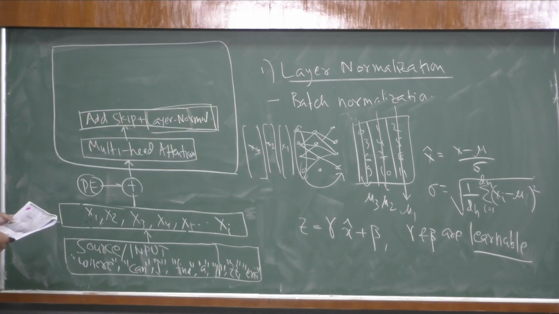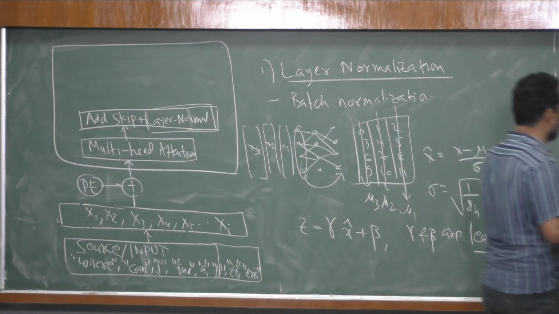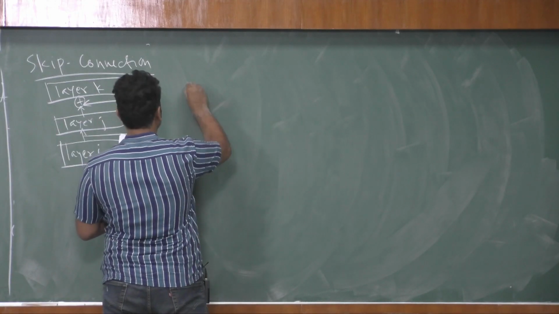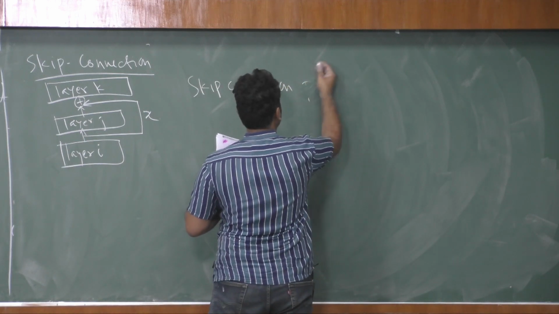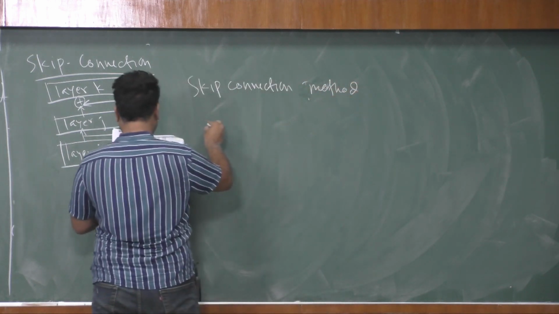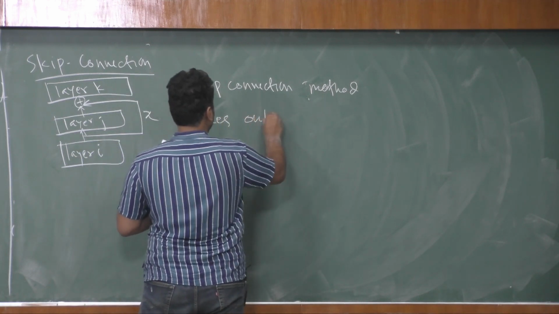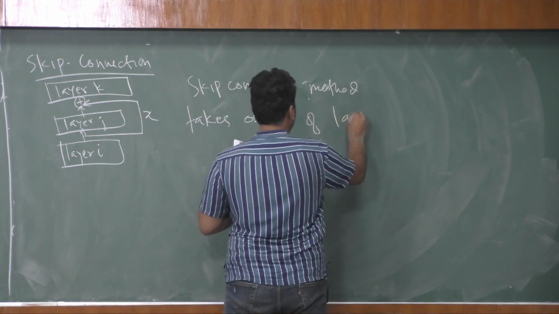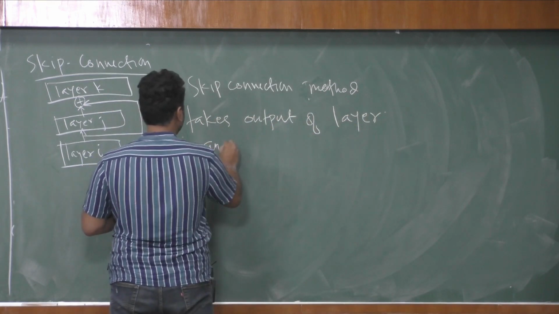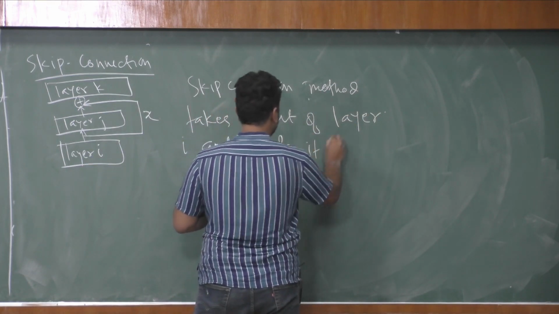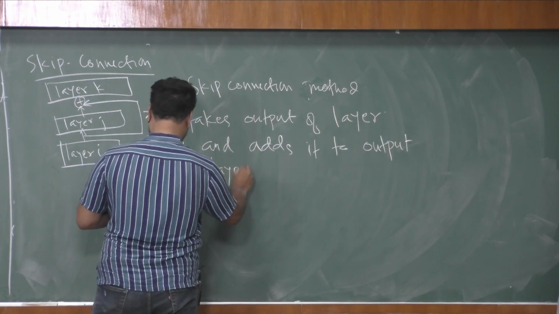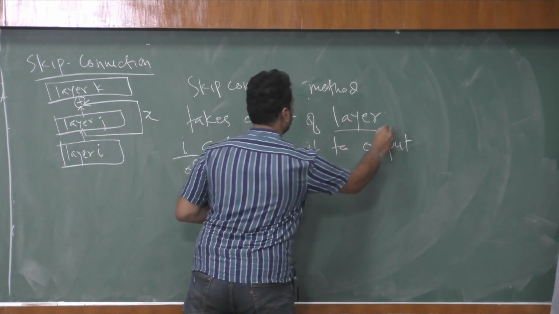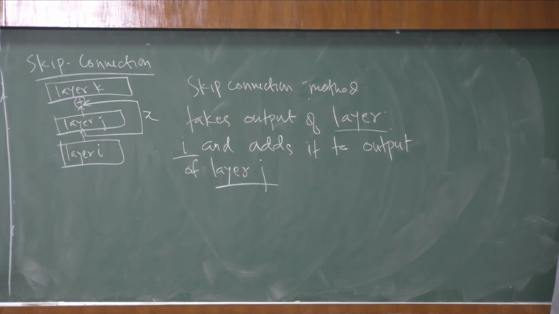So we have these skip connections, and basically in words, what the skip connection method does is that it takes the output of layer I and adds it to the output of layer J. That's what we did here. I just wrote it in words.